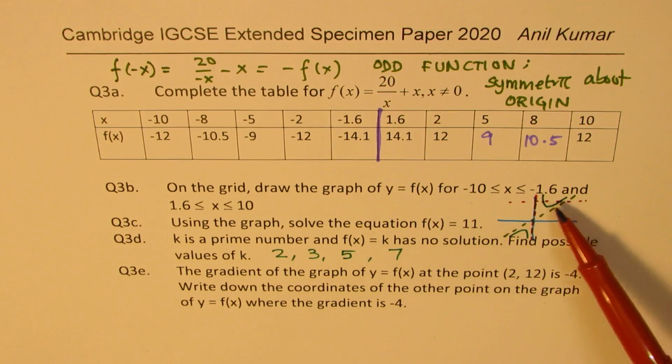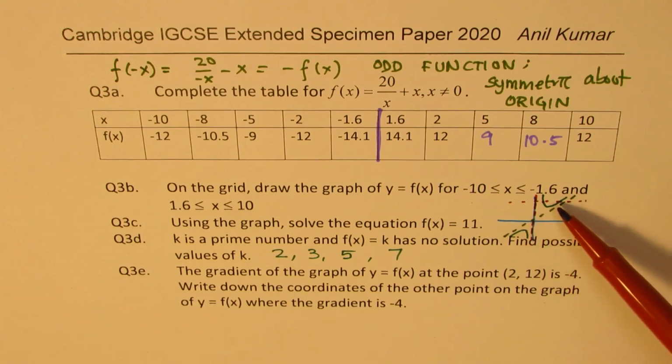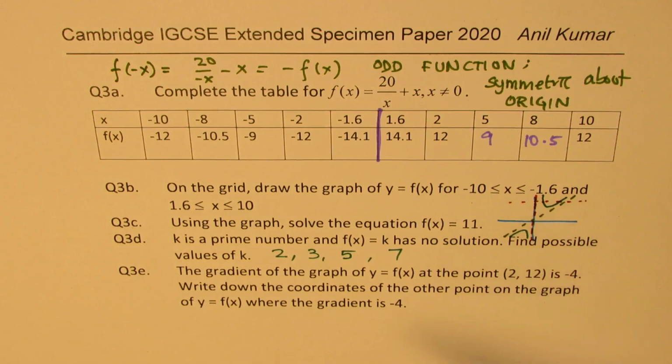So two values, which should give you 11. And since the graph is asymptotic to y equals x, one of the values is very close to 11. Perfect. So we get an estimate of our answer. Does that make sense to you? Now, let us actually solve the equation.